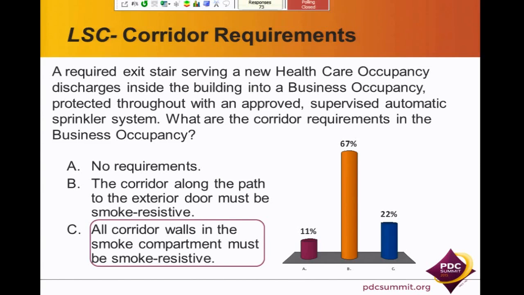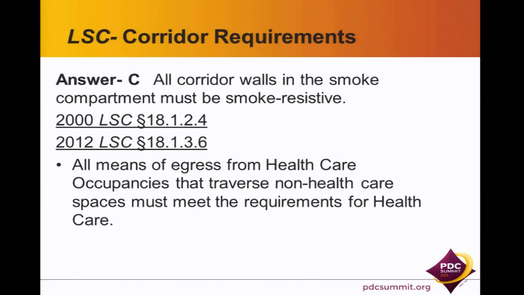All right, here's the trick. Answer B says the corridor along the path to the exterior must be smoke resistive. And the correct answer is actually that all of the corridors in the entire smoke compartment must be smoke resistive. And that's reliant on the healthcare occupancy requirements for the entire smoke zone that's applied on the business occupancy floor. So everywhere that the healthcare occupancy has to traverse in a non-healthcare occupancy must meet those requirements.